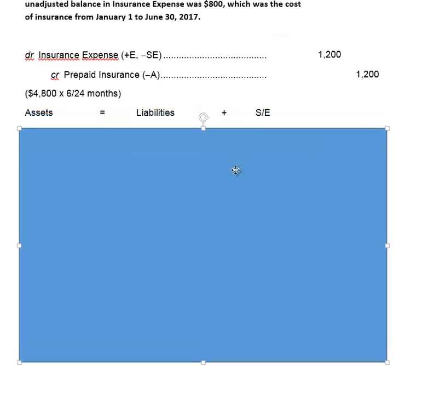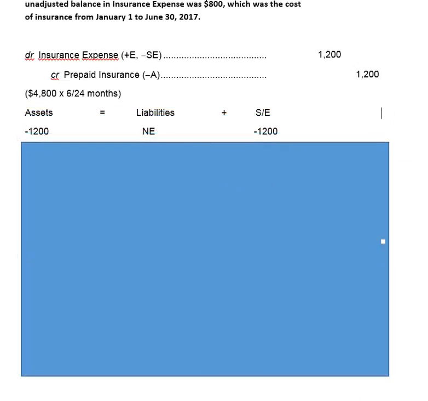So what happens to our accounting equation? Well, our assets came down $1,200. Our liabilities, none of these are liabilities, and our shareholders' equity's gone down because our expenses have gone up. So notice again, adjusting entry, this one is recording all the expenses incurred in the 2017 period. And we also see that none of these adjusting entries, including the one we just did here, are involving cash so far, right?